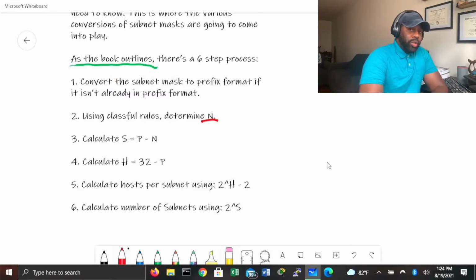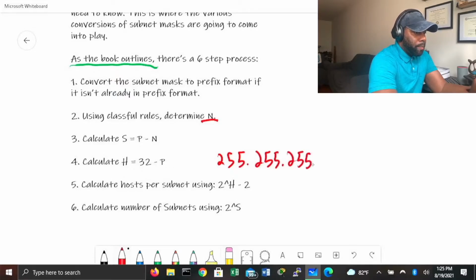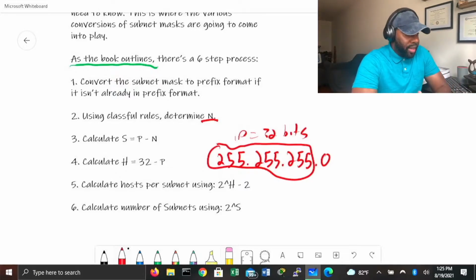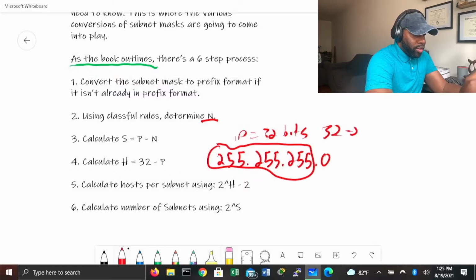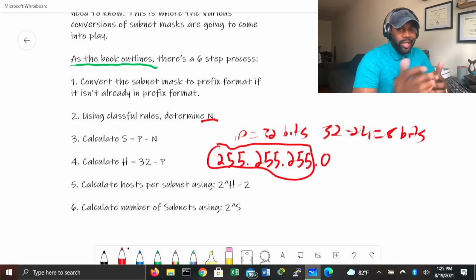And we're going to calculate h, which is 32 minus p. H is host bits. That makes sense because when we have the prefix, which is the subnet mask, 255.255.255.0, say we have an IP address somewhere. We know it's 32 bits, and since the prefix consists of 24 bits, it's going to be 32 minus 24, which is equal to 8. It's going to be 8 host bits. So it's just simple subtraction, and we find out what the host bits are, and you'll see how it all plays out later on.